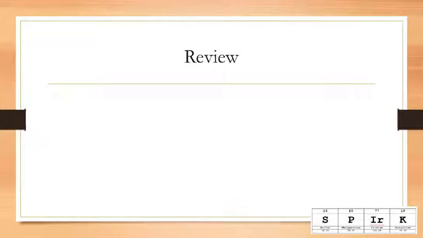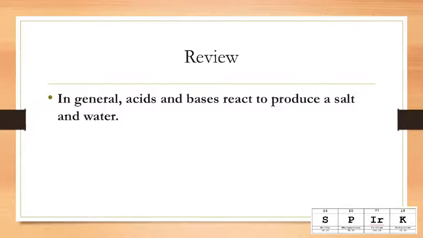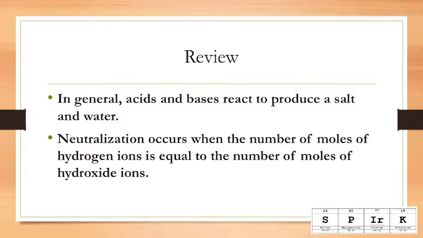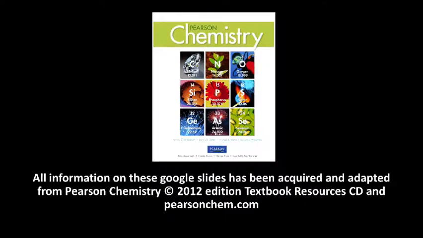So in review, in general, acids and bases react to produce a salt and water. Neutralization occurs when the number of moles of hydrogen ions is equal to the number of moles of hydroxide ions. And that's it for section 4.